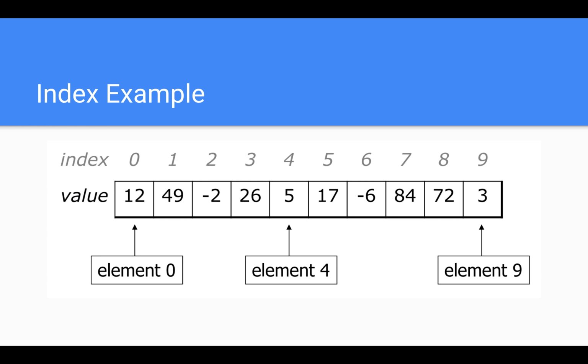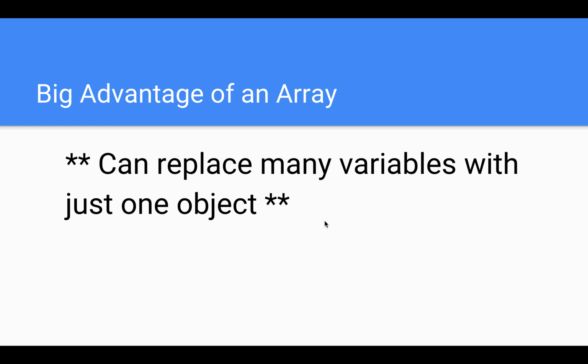Here's an index example. The first element is 0, and the last element is the length of the array minus 1, and everything between is set up in a step-by-step kind of way. So the first one is 0, the second one is 1, the third one is 2, and so on. The big advantage of an array is that it can replace many variables with a single object.